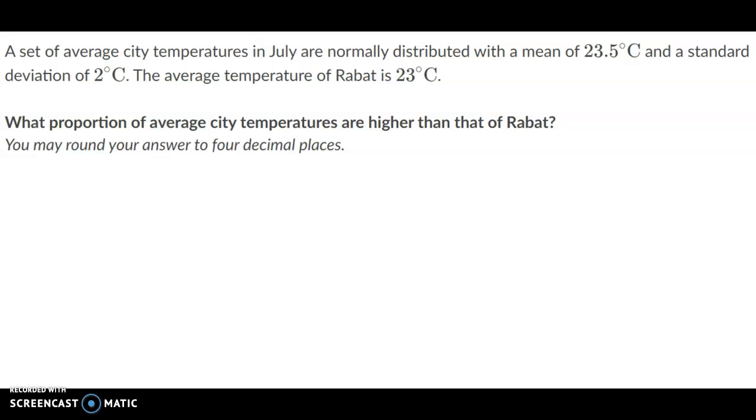Based on that temperature, I'm assuming this is in the northern hemisphere because our temperatures aren't that high in July. The average temperature of Rabat, which I don't know where that is, is 23 degrees Celsius.